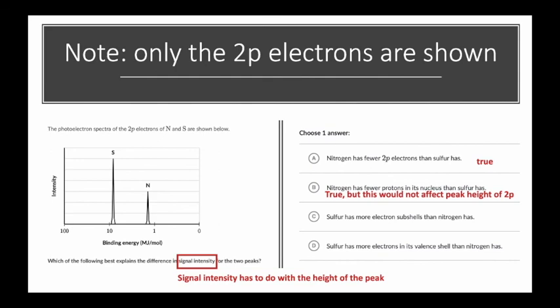Sulfur has more electron subshells than nitrogen has. Yeah, that's true too, but it's not going to affect our peak height because we're only looking at 2p. And the last one, sulfur has more electrons in its valence shell than nitrogen has. Well, that's true too, but it's not going to affect the intensity of that 2p peak. So our answer has to be A.